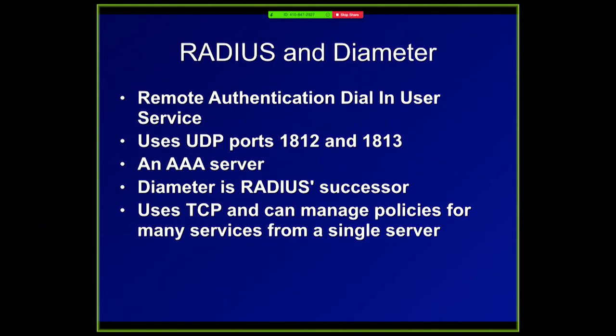RADIUS and Diameter are other services used to do AAA. RADIUS was so old, it's named for dial-in. It was intended for 56K dial-in services, but of course it works for faster networks too. And this is a AAA server. It doesn't typically handle the credentials. It handles the login and goes to another device to do the credentials. Diameter is the successor, which uses TCP instead of UDP.